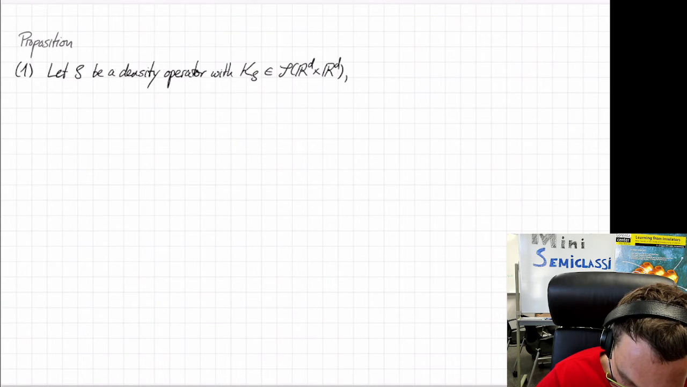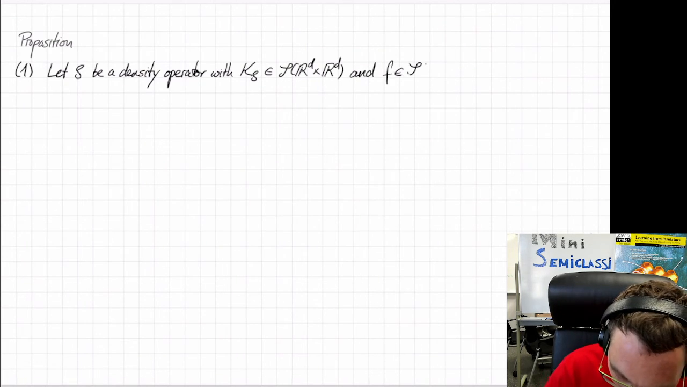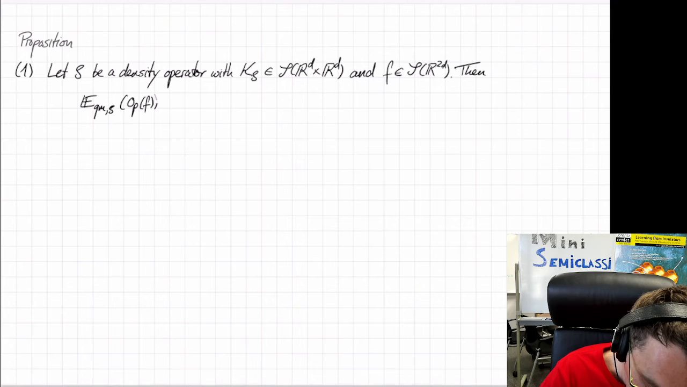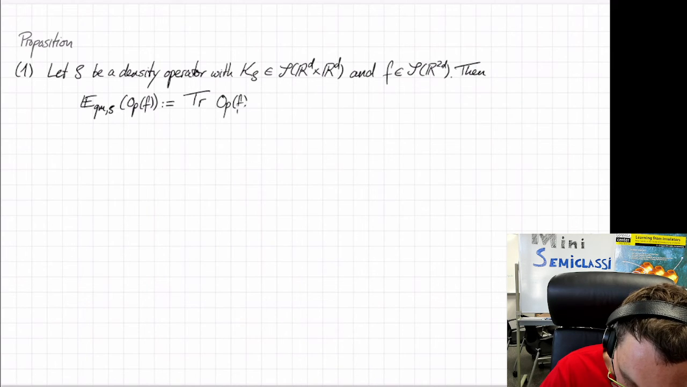And f is also assumed to be a Schwarz function. Again, the statement below extends, but I'm just doing this to avoid having to deal with technical complications. So then the quantum expectation value with respect to rho is just the trace of op f applied to rho. And this is equal to the classical expectation value of the Wigner transform with respect to the kernel of rho and f.